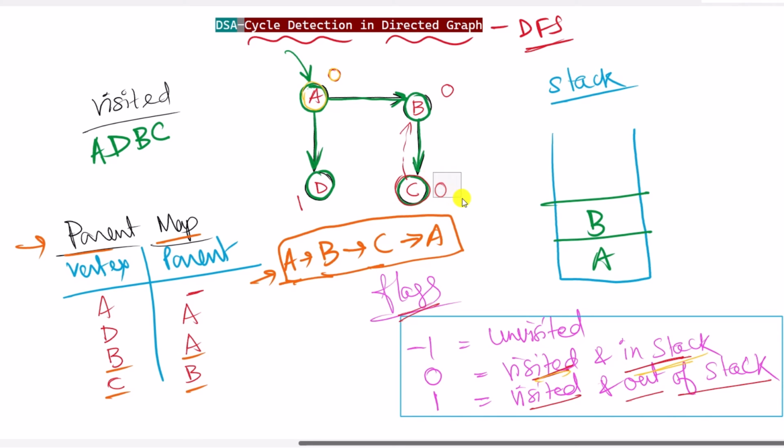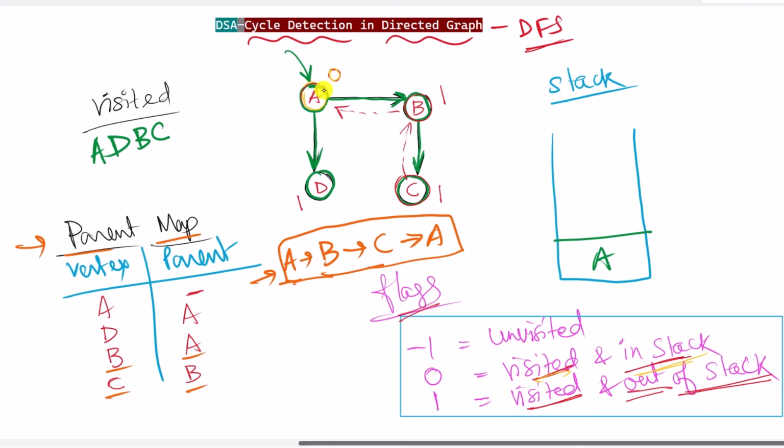Here the flag will be changed because we have visited this node and it is out of the stack now. So we are back to the vertex B. From here also we have nowhere to go, there are no unvisited nodes. So here also we have to backtrack to the node A. That means we pop B from the top of the stack, and the flag will be changed to 1.